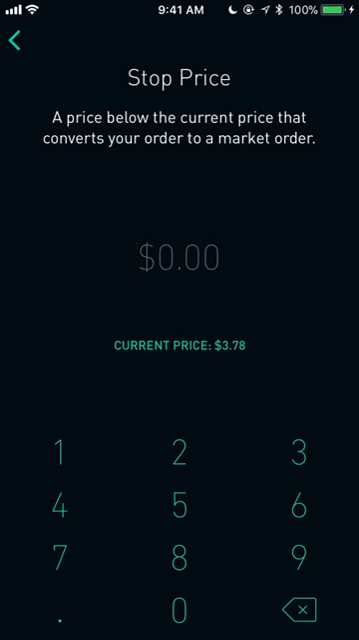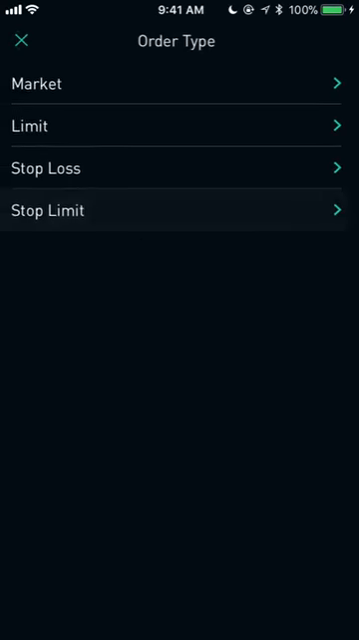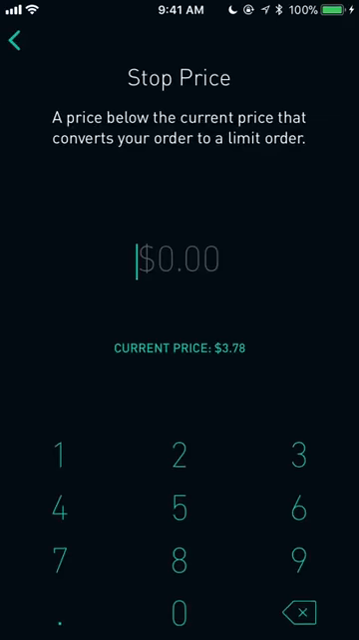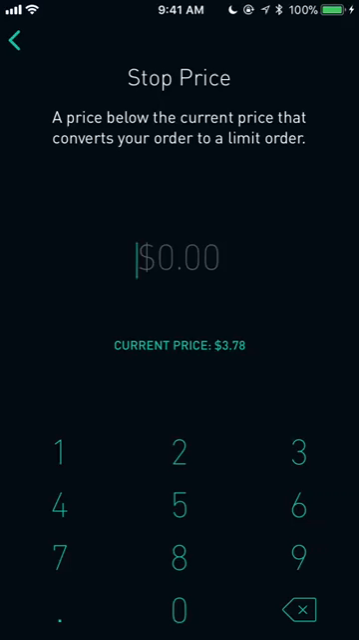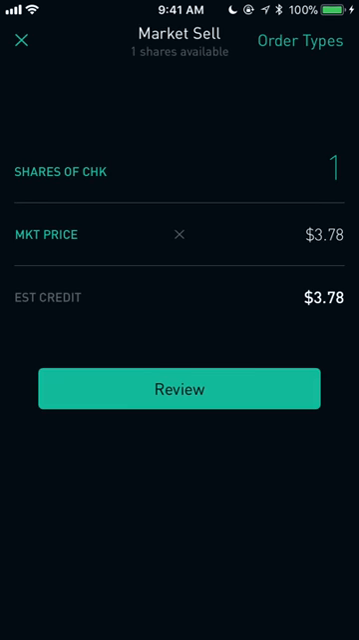You could set it at whatever you want below, and I believe if you set it above, it would just sell it automatically, so I wouldn't really see why you would do that. But stop limit is kind of similar. Basically, a stop loss is the equivalent of a market order, but you're putting it at a certain price that you want it to hit. And stop limit is putting in a limit order, but it has to hit that price as well. So a price below your current price that converts your order to a limit order. That's basically the same thing as stop loss, but it just converts it to a limit rather than a market. So once again, if you put it at $3.50, if it hit that price or hit below that price, it would convert it to a limit order. So I hope that makes sense for the sell category.